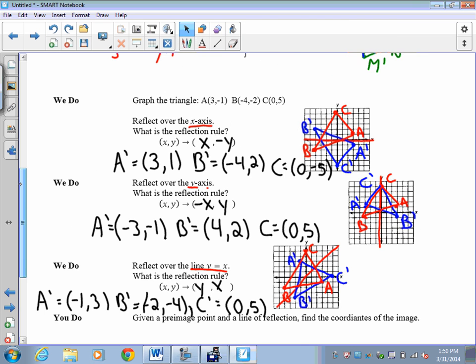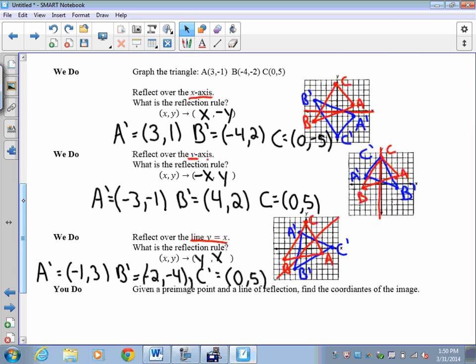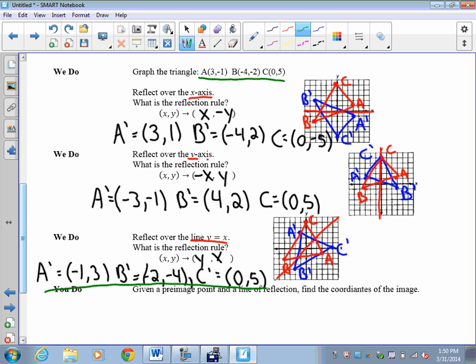So whenever I take a look up here and compare my image with my pre-image, it's easier to see the rule that x and y are just shifted around. That's the rule.